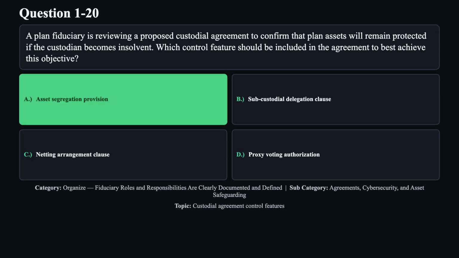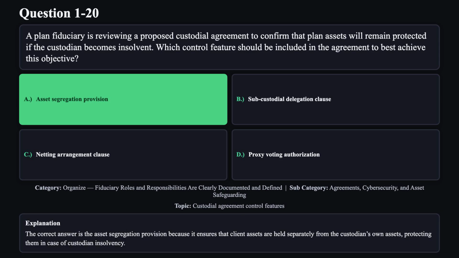The correct answer is A. The correct answer is the asset segregation provision because it ensures that client assets are held separately from the custodian's own assets, protecting them in case of custodian insolvency.